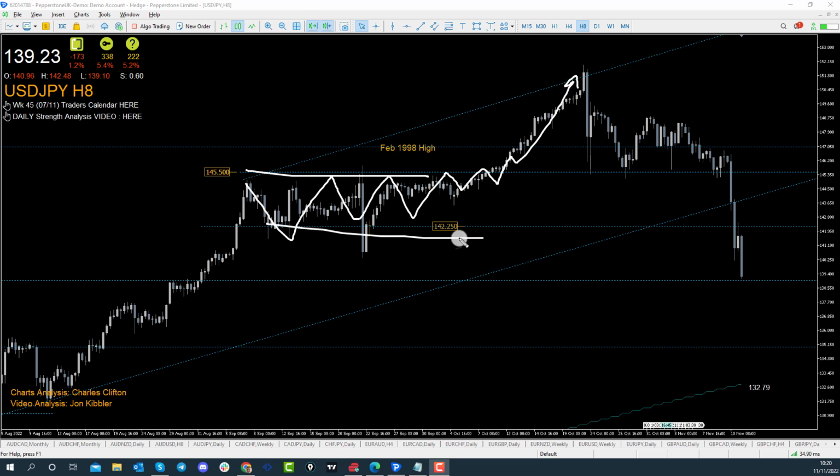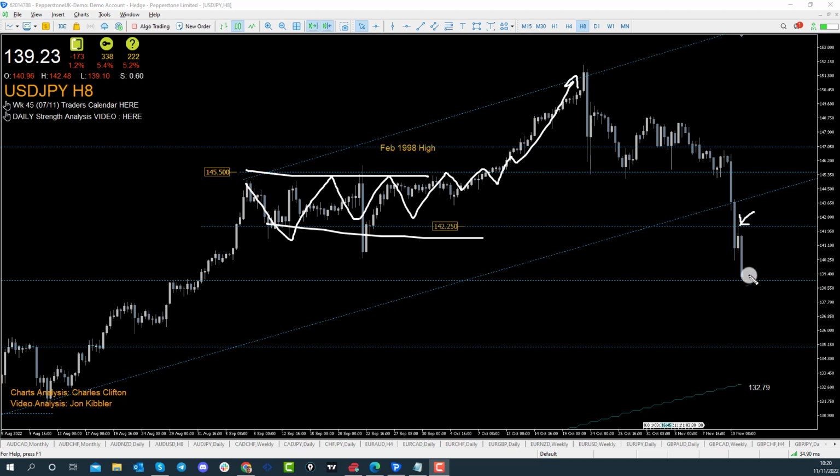So this consolidation here saw price trade between the 142.25 and the 145.50 handle. Now that level there could also act as resistance, and you can see price has actually retested it on the other side quite early on, and has continued its way down.